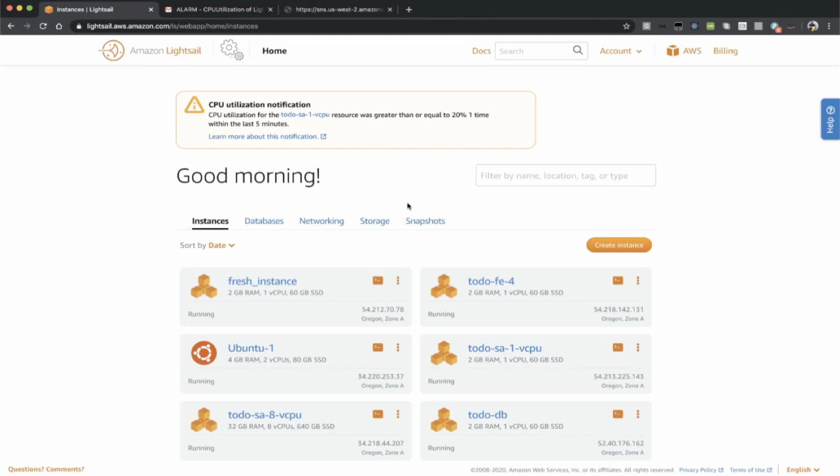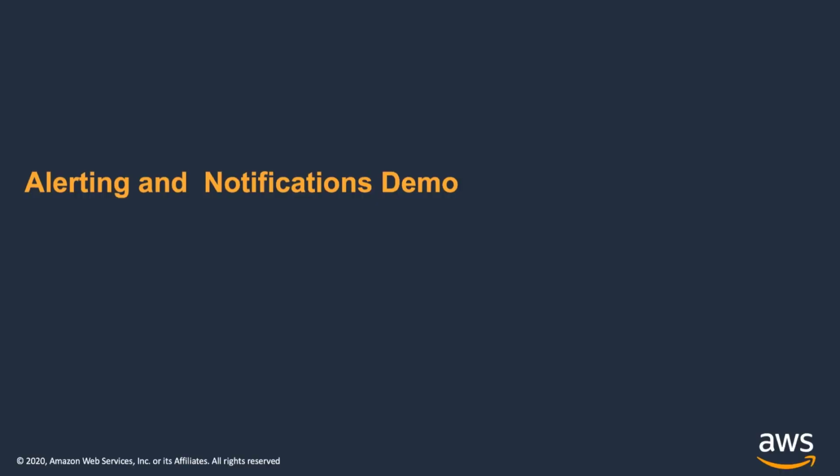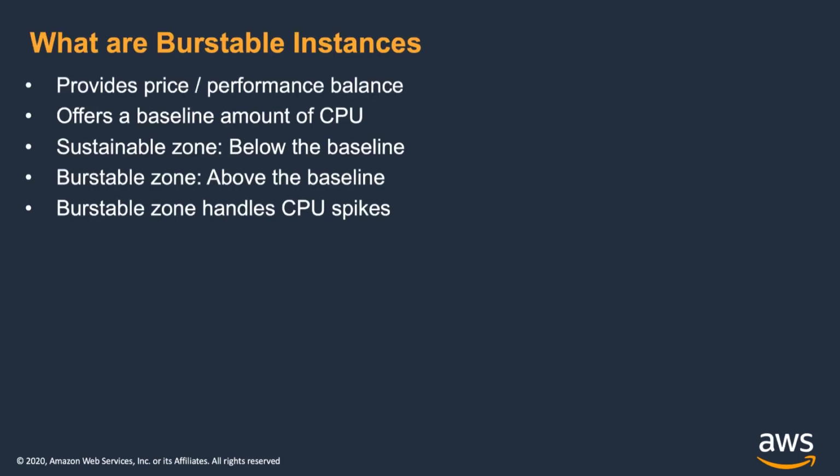Real quick walkthrough. In the previous demo, I mentioned real briefly this sustainable zone and burstable zone. I showed you that on the graph, and so let's talk about that. So, a burstable instance. What is a burstable instance? Well, Lightsail offers burstable instances. It's the class of instance that we use on the service, and burstable instances are designed to give you the CPU performance you need at a balanced price and performance.